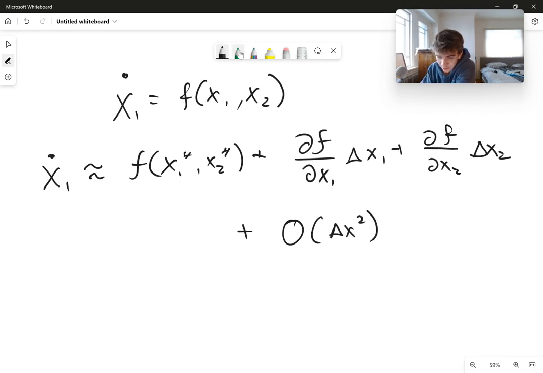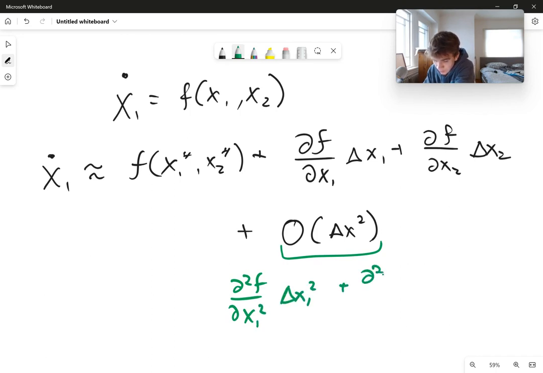And basically these terms, if we were to write them out, so you can just see, if we continue the Taylor expansion, we'd have the partial squared of f over partial x1 squared times delta x1 squared plus partial squared of f over partial x1 partial x2 times delta x1 delta x2. And I think we'd have two of these terms.